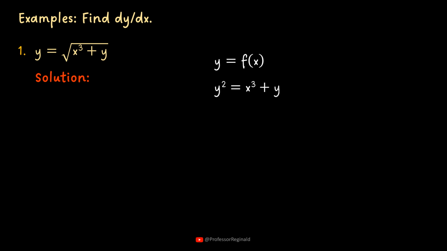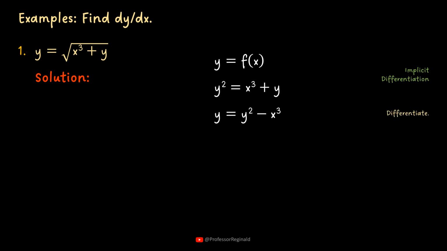Examples. Find the derivative. Number 1. y equals the square root of quantity x cubed plus y. Solution. If we try to write in explicit form where y is a function of x, the best we can do is y equals an expression involving both x and y. In this case, we can find the derivative of y with respect to x using implicit differentiation.